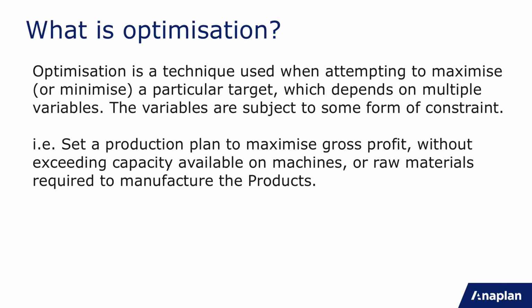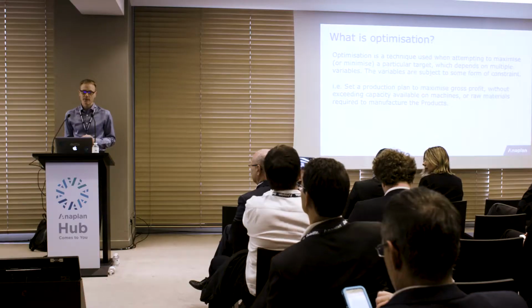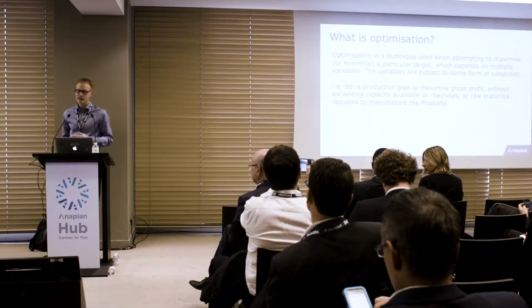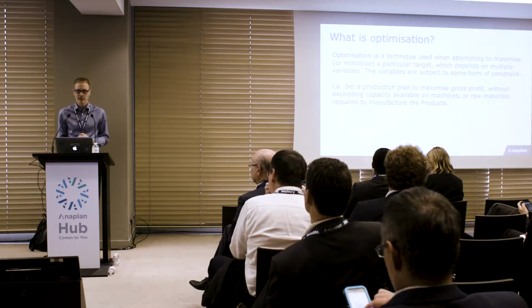So what is optimization? I'll try and talk about what it is and also what it is not. It's a technique that you can use, particularly when planning, to try and maximize or minimize a particular target. In optimization terms, we often call that the objective function. And it's particularly useful when you've got multiple variables that you can control to try and meet that target. The example I'm going to give today is around a supply chain use case, but there are other common use cases as well.